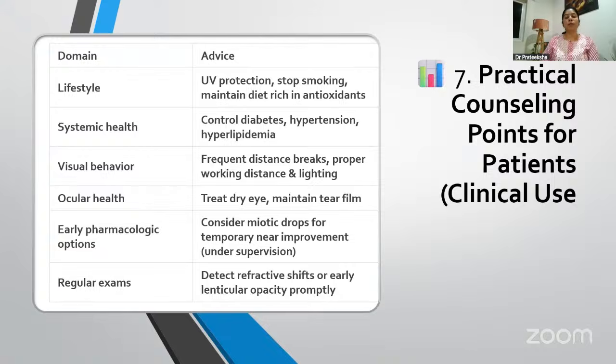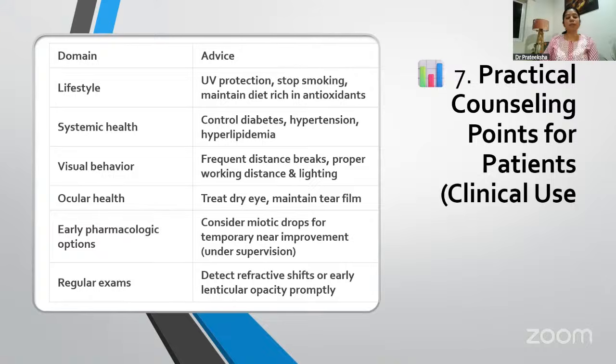Then patient counseling points, especially for clinical use. Depending on the lifestyle, you can advise the patient on UV protection, stopping smoking, and maintaining a diet rich in antioxidants. For systemic health, control diabetes, hypertension, hyperlipidemia. Visual behavior includes frequent distance breaks, proper working distance and lighting. Ocular health: treat dry eye, maintain tear film. Early pharmacological options include considering miotic drops for temporary near vision improvement, but under supervision.